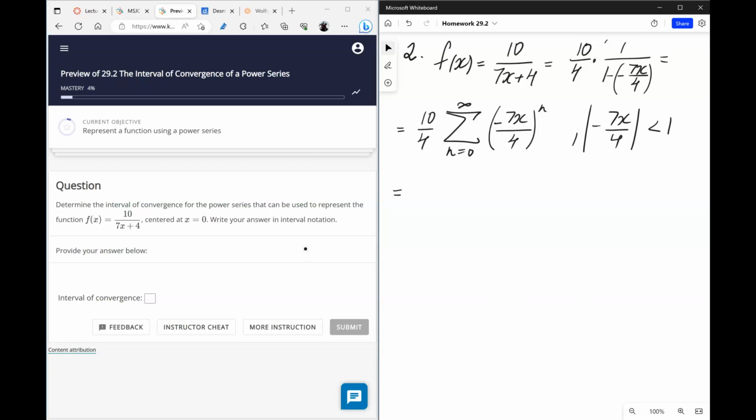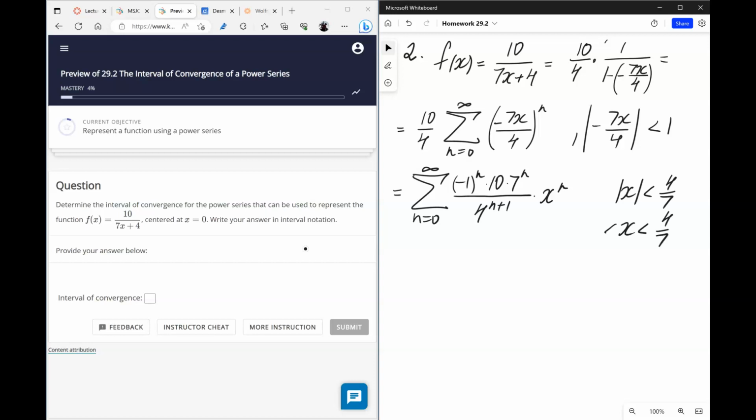So continuing this on the left side, we can simplify the expression for the power series. So we have negative 1 to the power n, 10 times 7 to the power n divided by 4 to the power n plus 1. We have x to the power n, and this will give us the solution that we'll interpret as the interval of convergence. So the absolute value of x is less than 4/7, meaning that x is between 4/7 and negative 4/7.